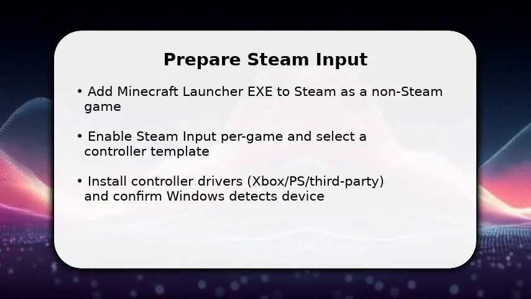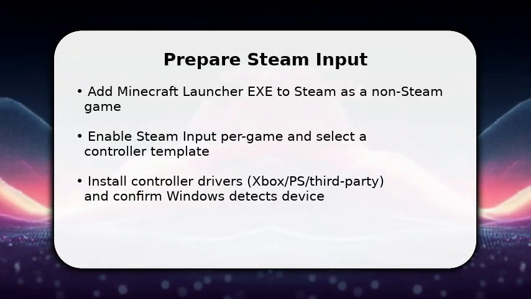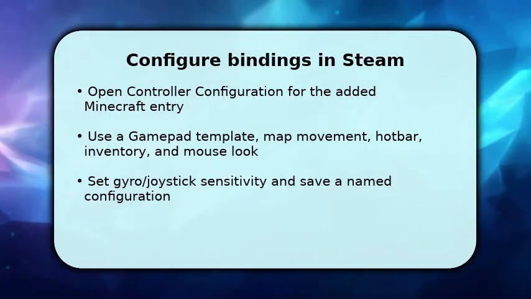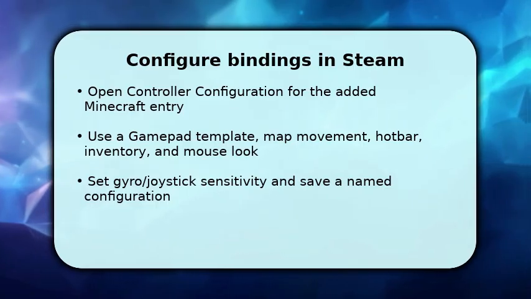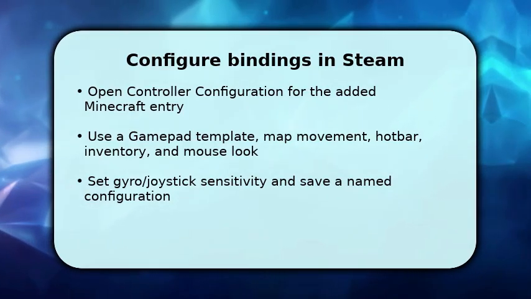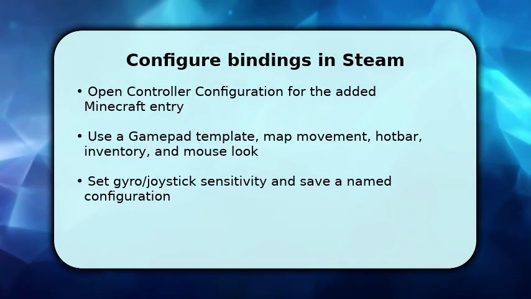Now you configure precise bindings so gameplay is comfortable. Open controller configuration from the Steam library entry and choose a gamepad template as a baseline. Map left stick to WASD movement, right stick or gyro to mouse look, face buttons to jump/use/place, triggers to attack/use, and D-pad to hotbar cycling.